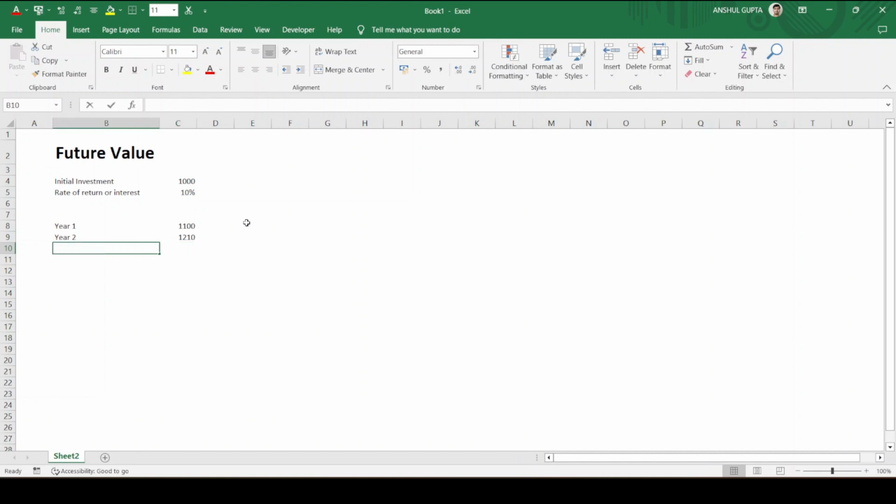So let's calculate the value after 3 years. Equals 1210, multiply, bracket start, 1 plus 10%, close the bracket and press enter. So the value of 1,000 rupees after 3 years is going to be 1,331. Let's take one more year.